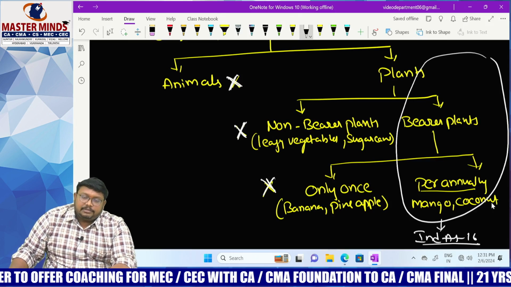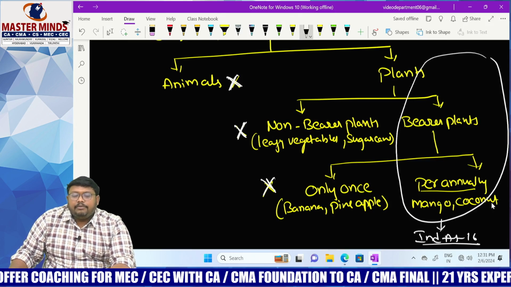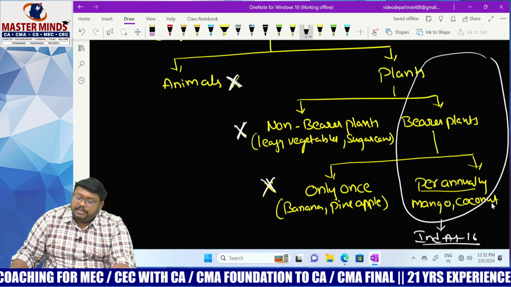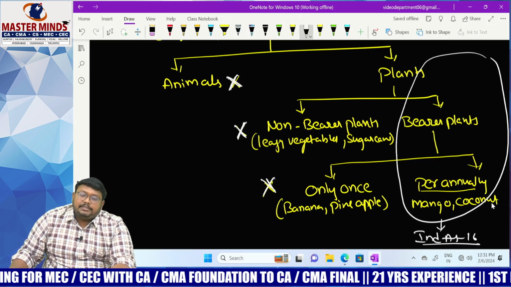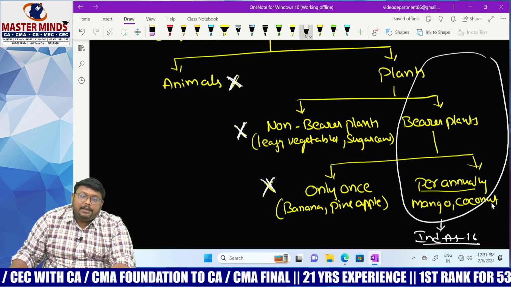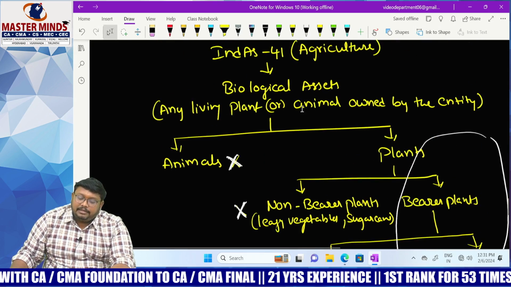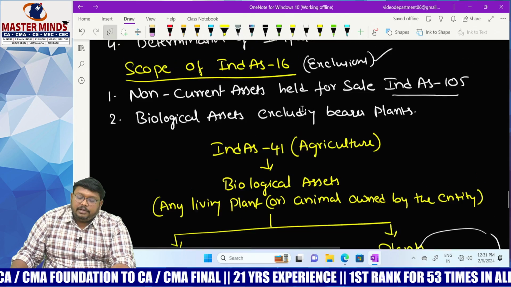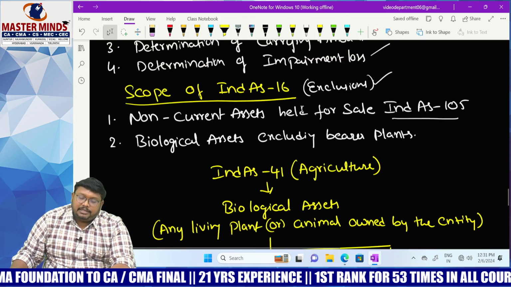It is clearly given in the Ind AS 41 agriculture chapter, which is not in our scope of CMA final at present. Whenever it is required, I will tell you. Here you need to understand bearer plants, that too per annum bearer plants: Ind AS 16 will apply. Other than that, Ind AS 16 won't apply to the remaining biological assets.